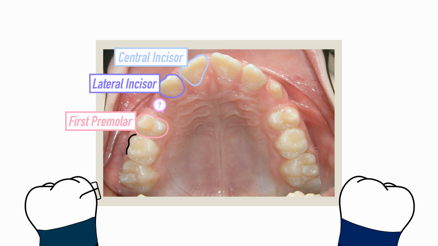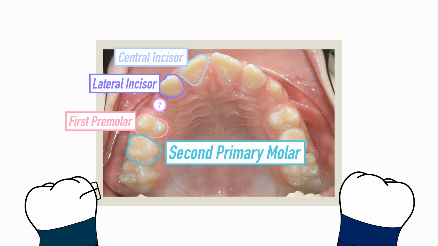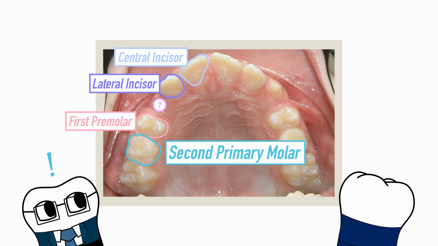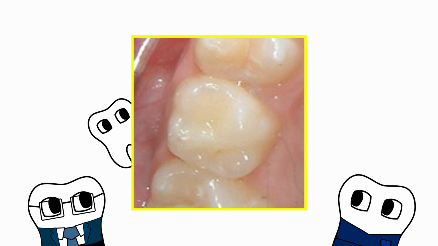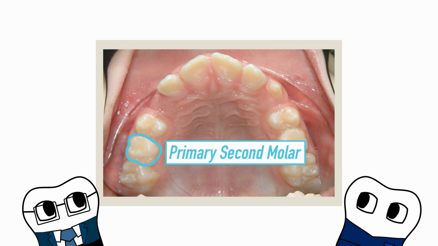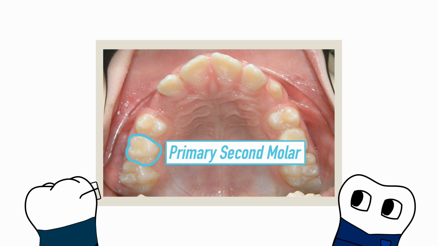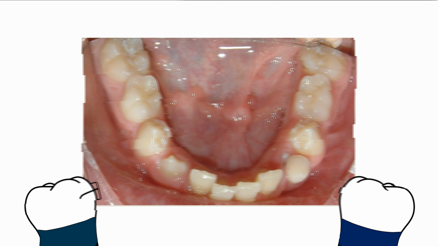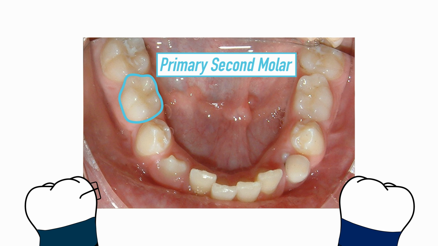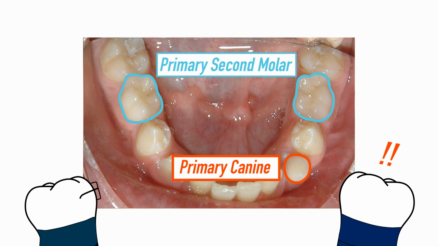First premolar, what's that? That's a second primary molar. You've never seen a second premolar look quite like that. That's a primary second molar, and that's a primary second molar, and that's a primary second molar. And here's a primary canine.